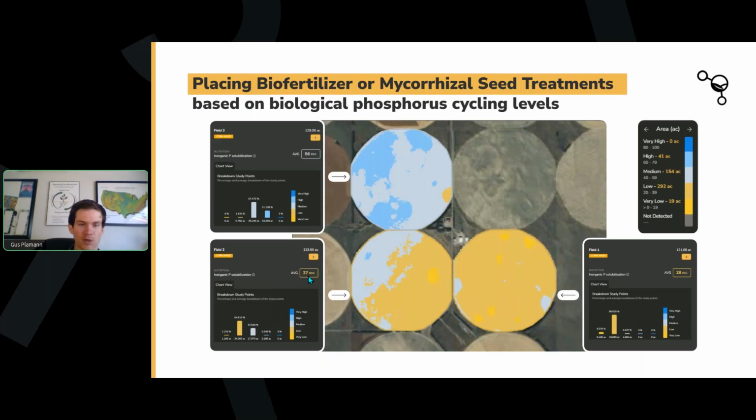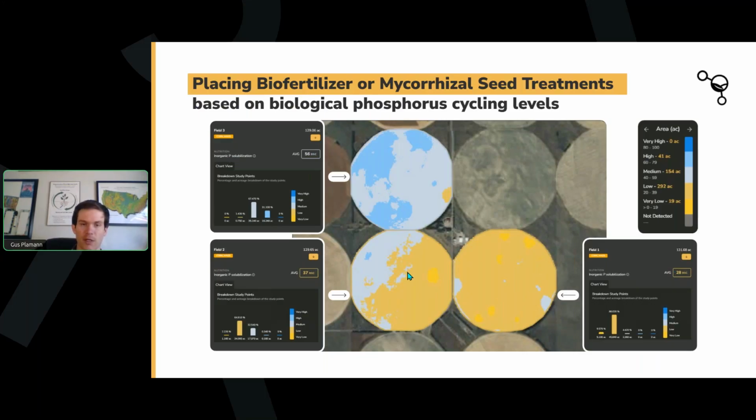Whereas field 2, the average score is 37, so below average. Almost the entire eastern portion of the field is quite low, whereas this northwest portion is a little bit higher. So field 2 definitely could benefit from biofertilizer or mycorrhizal seed treatment. Mycorrhizae are able to both solubilize phosphorus and help transport it to the plant for uptake. And then field 1 here scored the lowest, at an average phosphorus solubilization score of 28, so quite low.